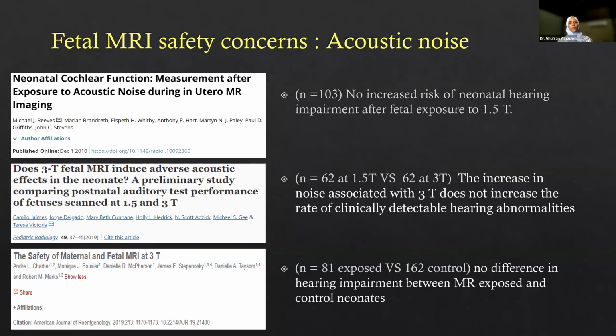Regarding acoustic noise effects, multiple studies showed that there was no increased risk of neonatal hearing impairment when fetuses were exposed to 1.5 Tesla MRI or 3 Tesla MRI, and there was no difference in the hearing impairment between the MR-exposed neonates and the control neonates.